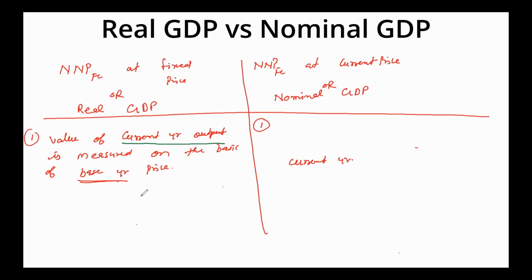This was the sum of P0 and Q1, the sigma. Again now this one, sigma of what? P1 and Q1. So look, in both the cases the quantity is the same, of current year, but the price is changing. Here we want base year price, here we want current year price.